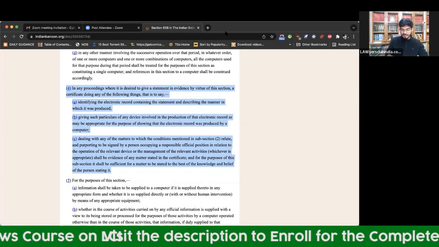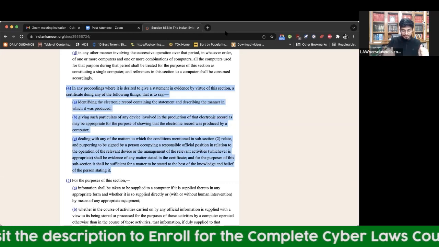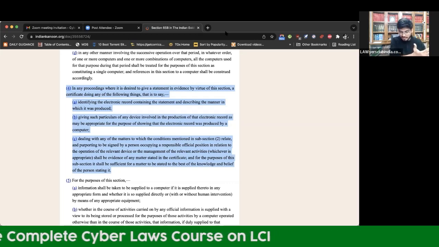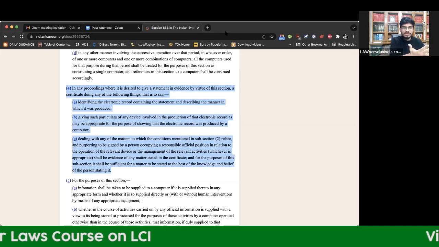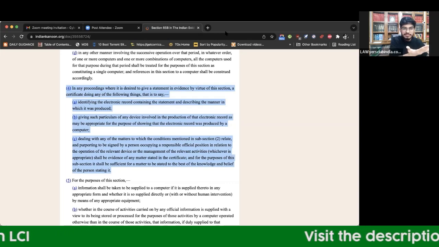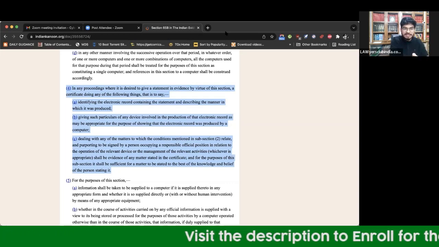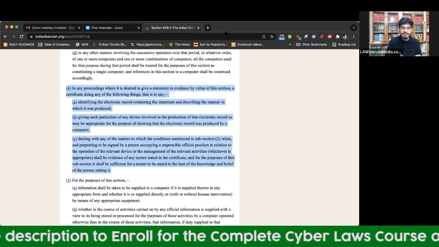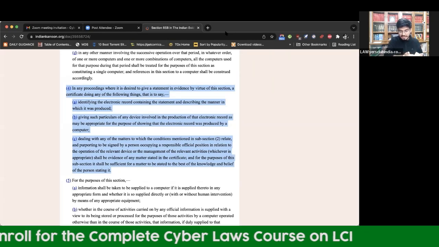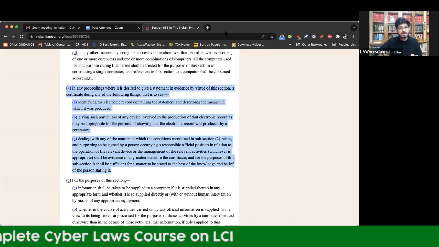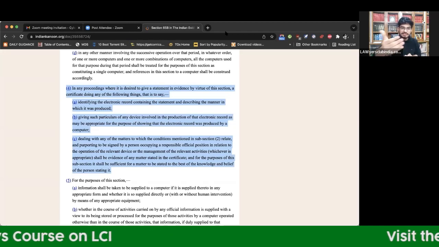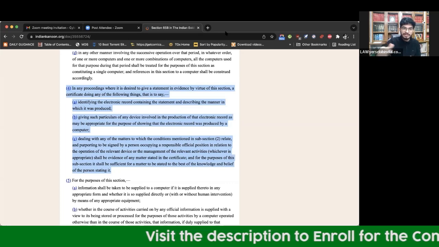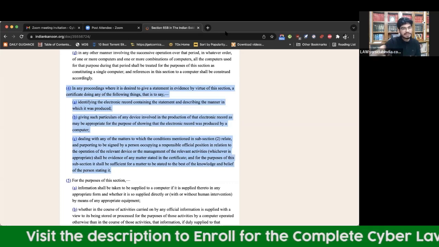So you'll bring a certificate. In that certificate, what you have to tell the court is that you first identify the electronic record and what it is about. So for example, if you are talking about emails, you have to tell that this was an email sent by the plaintiff to the defendant, and this was a reply from the defendant to the plaintiff. Or you are telling that this is the transcription of the audio recording that we had done, and this is how we have recorded it, and this is the exact verbatim of what happened between the plaintiff and the defendant.